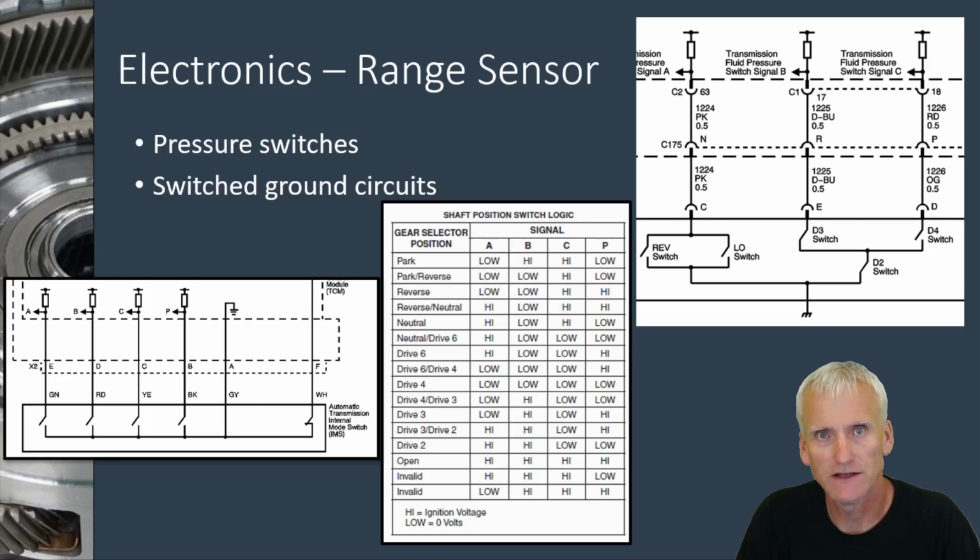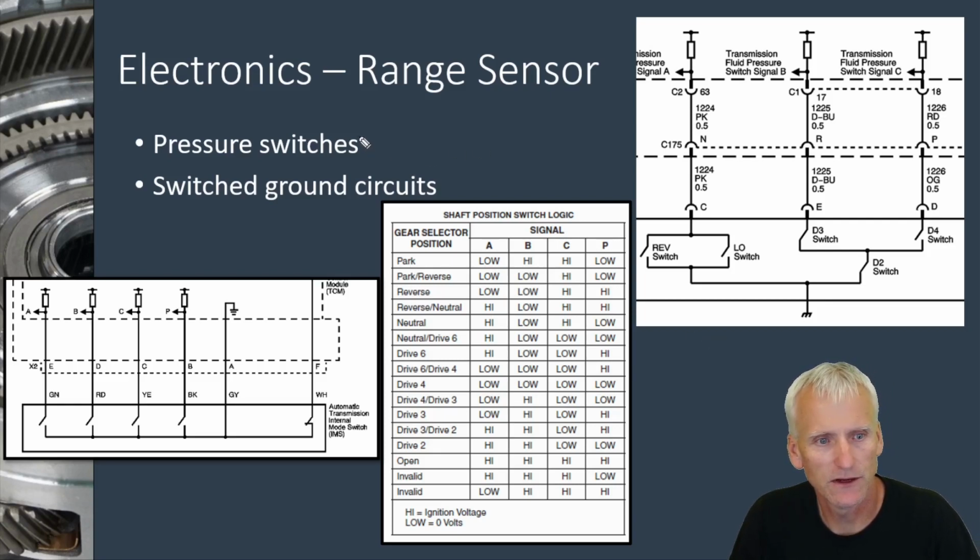Let's take a look at range sensors here for a second. I've got listed here two different types of range sensors, pressure switches and then switched ground circuits. The pressure switch type range sensor is not very common. The only reason why I mention it is because the 4L60E uses it. I'll show that in a little video coming up. But that's probably the most common transmission in the world, or at least in the US. So I figured it's definitely worth mentioning.